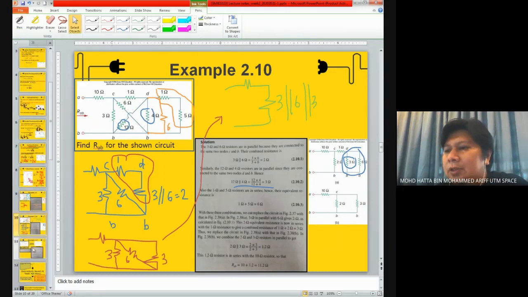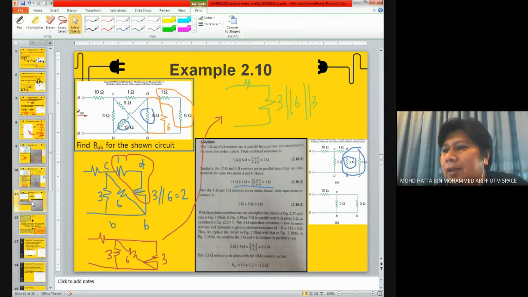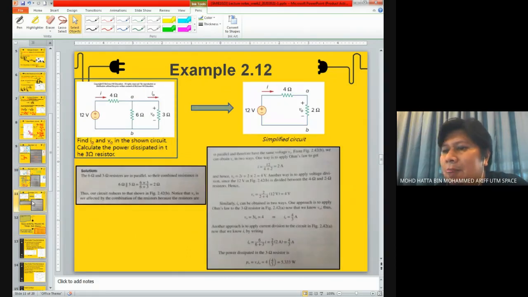Okay, that's example 2.10. I have another example, example 2.12. In example 2.12, what we're trying to calculate is IO and VO in the circuit. IO is the current flowing through this 3 ohm resistor, and VO is the voltage drop across this 3 ohm resistor. And also you need to calculate the power dissipated in the 3 ohm resistor.